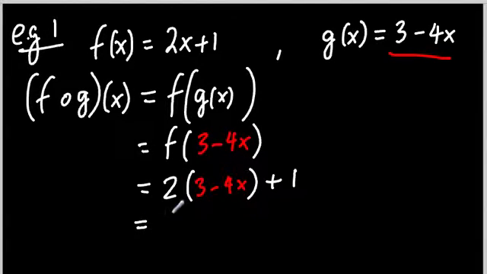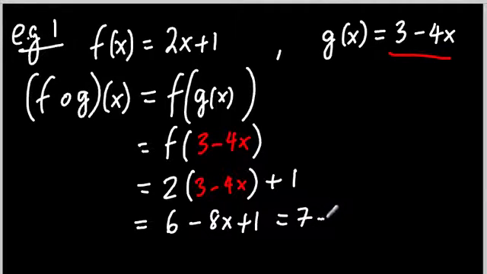So 2 times 3, that's 6. 2 times negative 4x, that's negative 8x, plus 1. And 6 plus 1, that's 7. So it's going to be 7 minus 8x, and we're done. So when I write f of g of x, this is equal to 7 minus 8x, and that's our final answer.